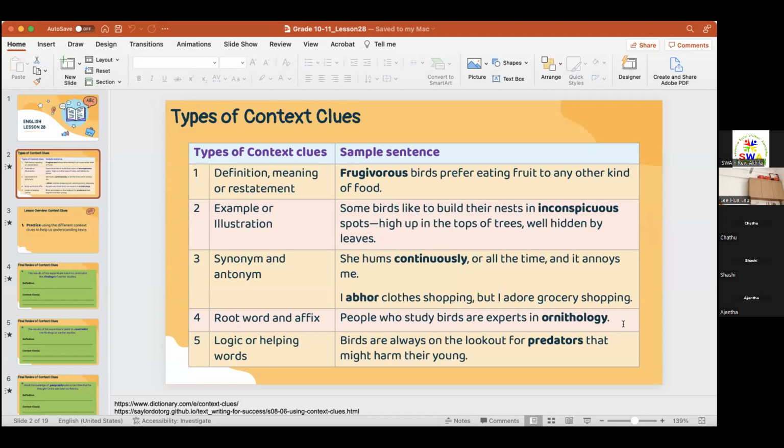Then logic or helping words. These are words that give you inference to the meaning of the sentence. For example, predators: birds are always on the lookout for predators that might harm their young. Helping words in this case would be harm their young. So we can infer that predators actually means animals that might harm their young.